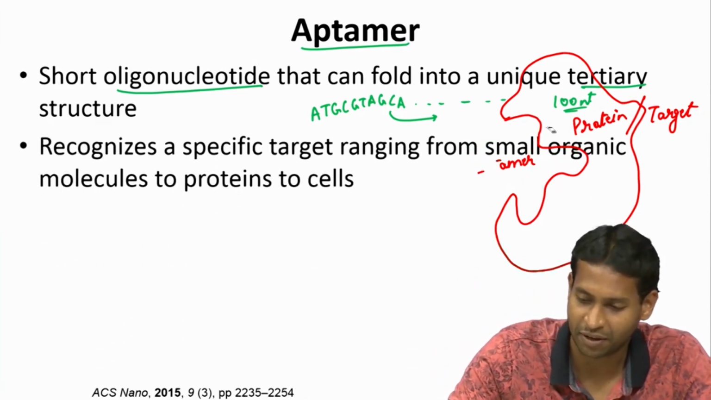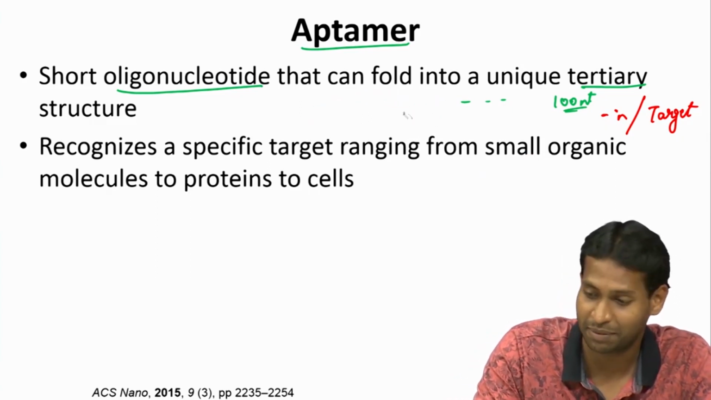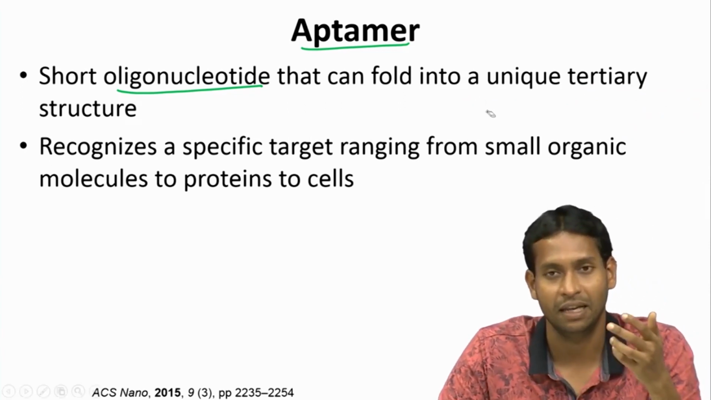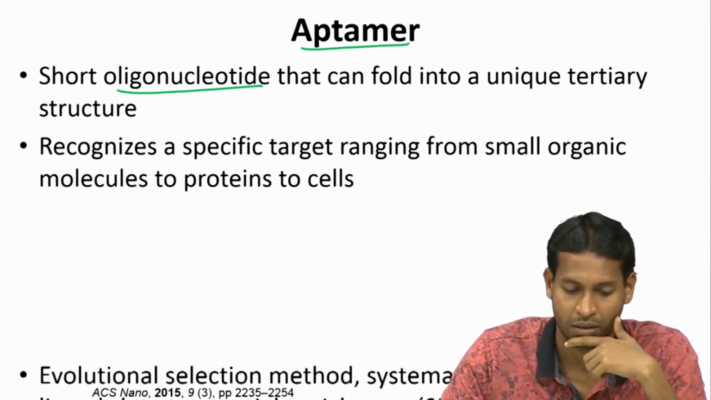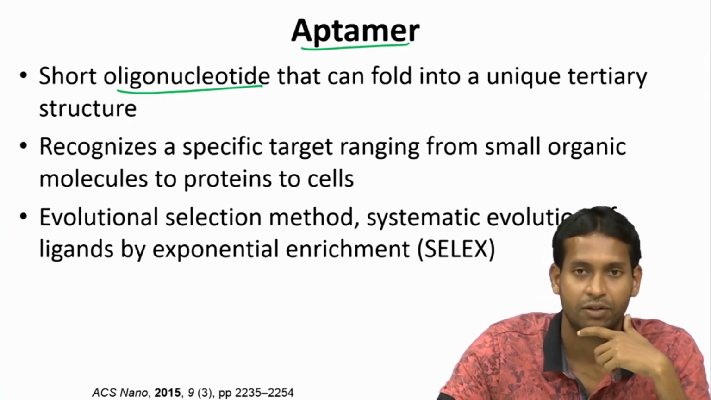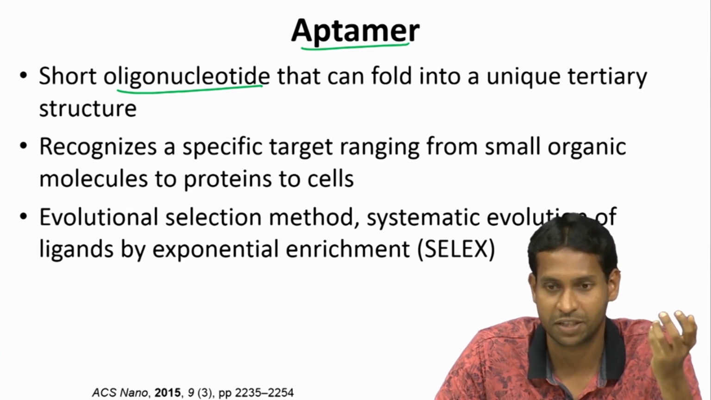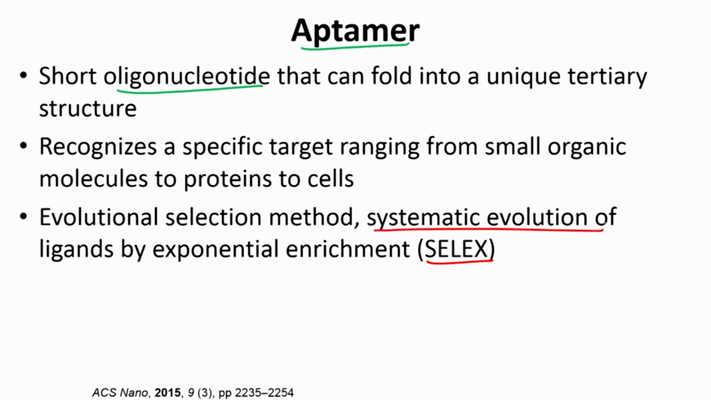As I said, they will recognize a specific target ranging from small organic molecules to proteins to even cells. Sometimes we do not even know what the target is, but we know that it binds to a certain cell, where exactly it is binding on the cell may not be known. On the basis of that, people have now come up with a protocol and a method called SELEX, which is nothing but the systematic evolution of ligands by exponential enrichment, and it is an evolutionary selection method, and we will describe it in a moment as to what it is.